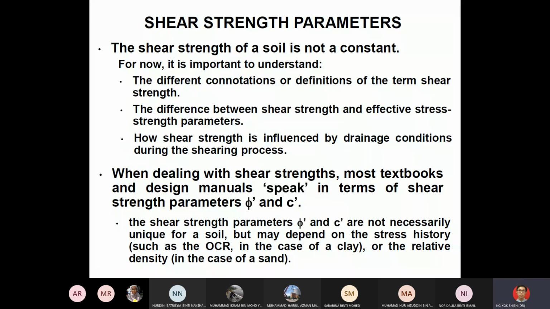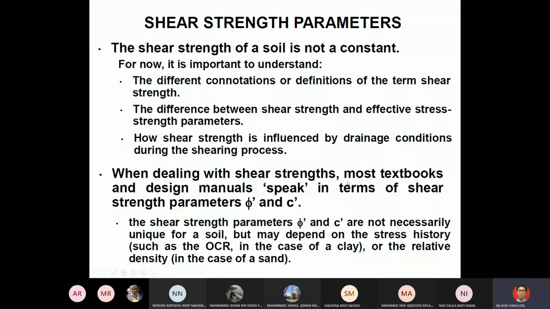So the difference between shear strength and effective stress strength parameters. We'll talk about the strength parameters. You learned that before. You still remember c' and φ' are the parameters to describe the shear strength, and c and φ. C is cohesion, φ is the friction angle. How is shear strength influenced by drainage condition during the shearing process? We'll talk about this later on in the following slide.